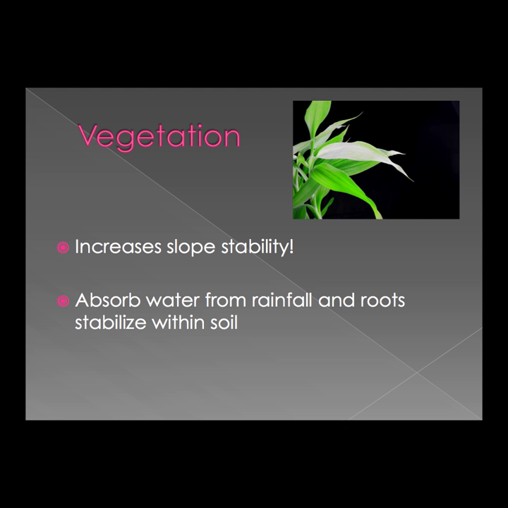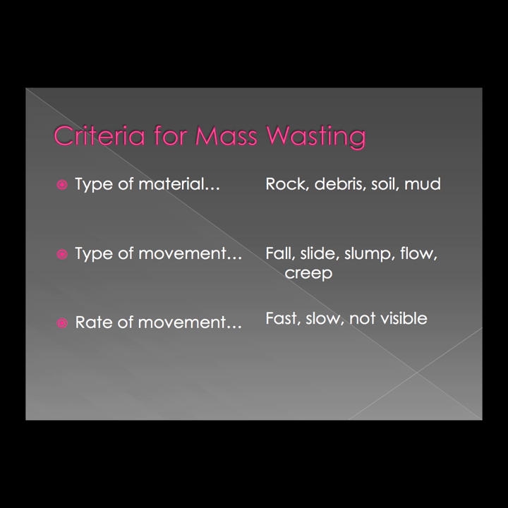So criteria for mass wasting: first you have your type of material, which will be the rock, the soil, your sand grains, mud, whatever it may be, and then the type of movement that occurs, whether that material falls, slides, slumps, flows, or creeps, and then how fast that happens, the rate. So is it fast, is it slow? And sometimes it's actually not even visible.